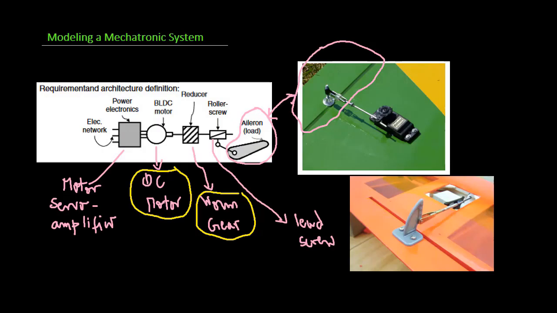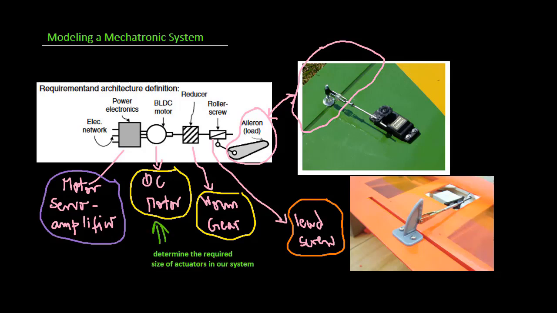Welcome to my channel. In this video we're going to see how we can model an electromechanical actuator using Simscape Electronics. The system we are working with consists of a DC motor that drives a lead screw via worm gear. Lead screw produces linear motion. The motor is controlled by a motor servo amplifier.